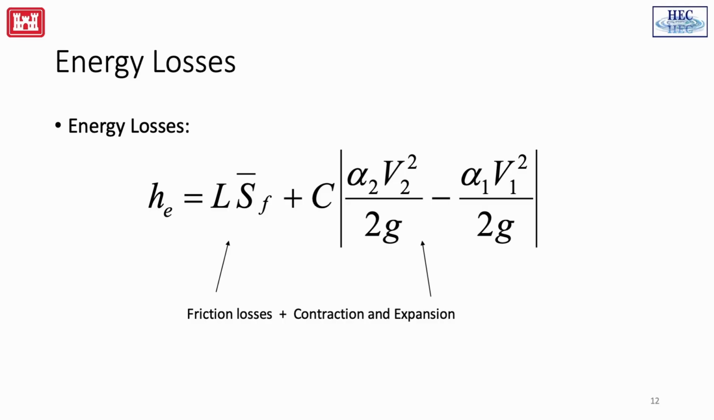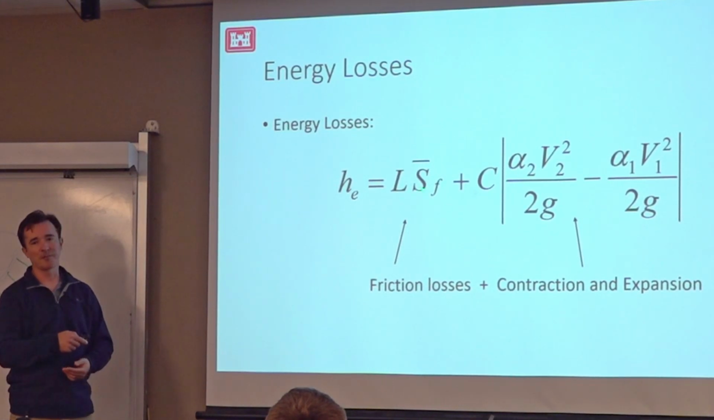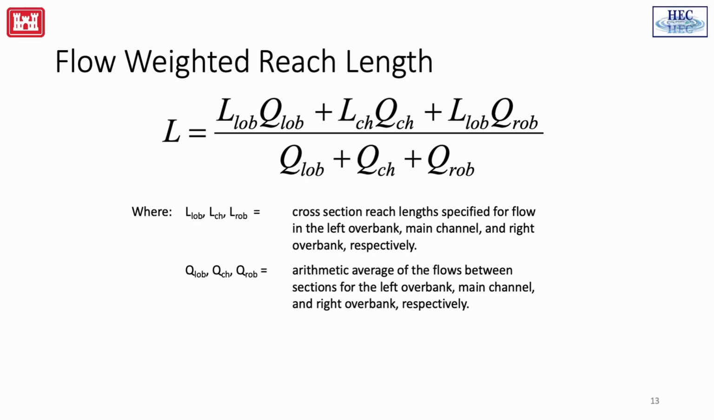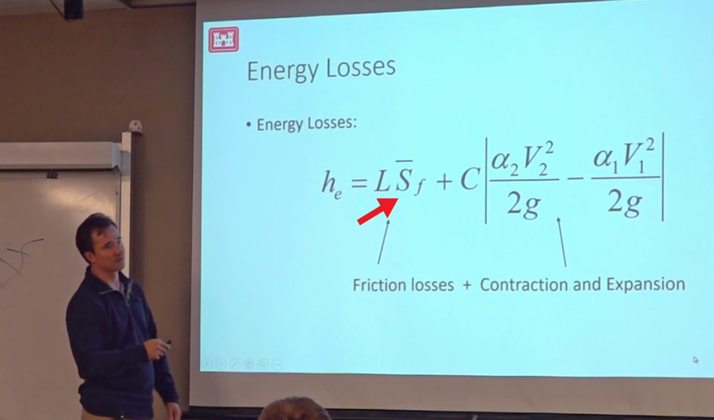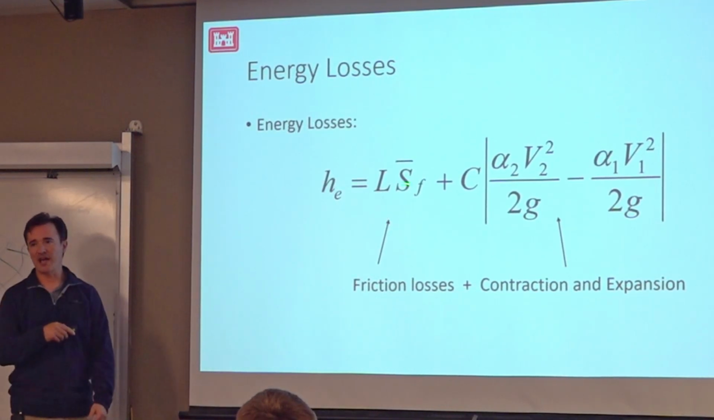The two main components are these, right? The friction losses, and the contraction and expansion losses. Where's turbulence in here? It's lumped in the Manning's n in this friction loss term. The flow weighted reach length is another reason why the velocity distribution is important, because different distributions will give you a different reach length. And what is this one used for? It's here. So the longer your reach length, the more friction losses you're going to have.